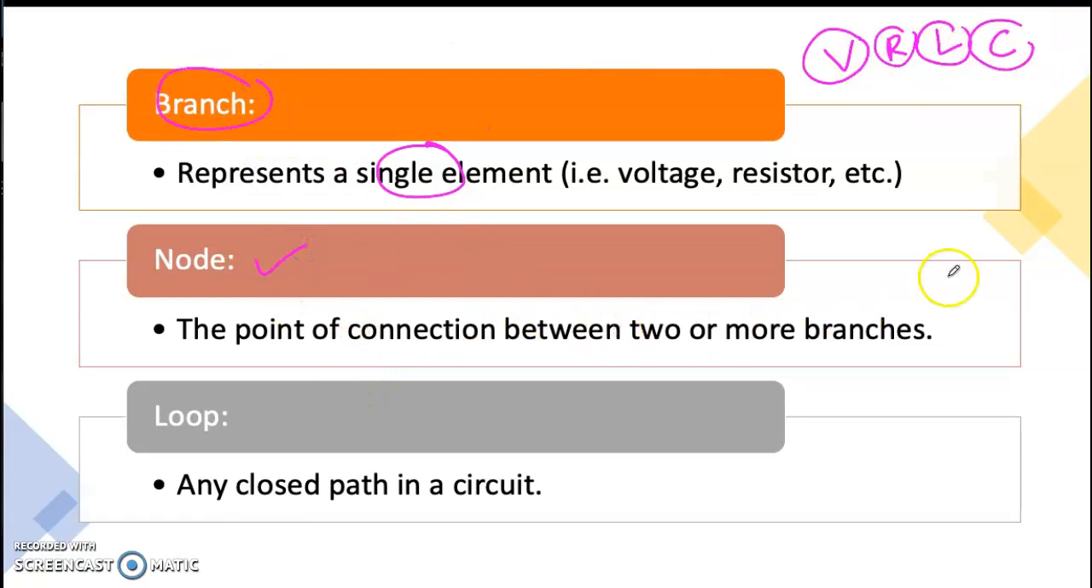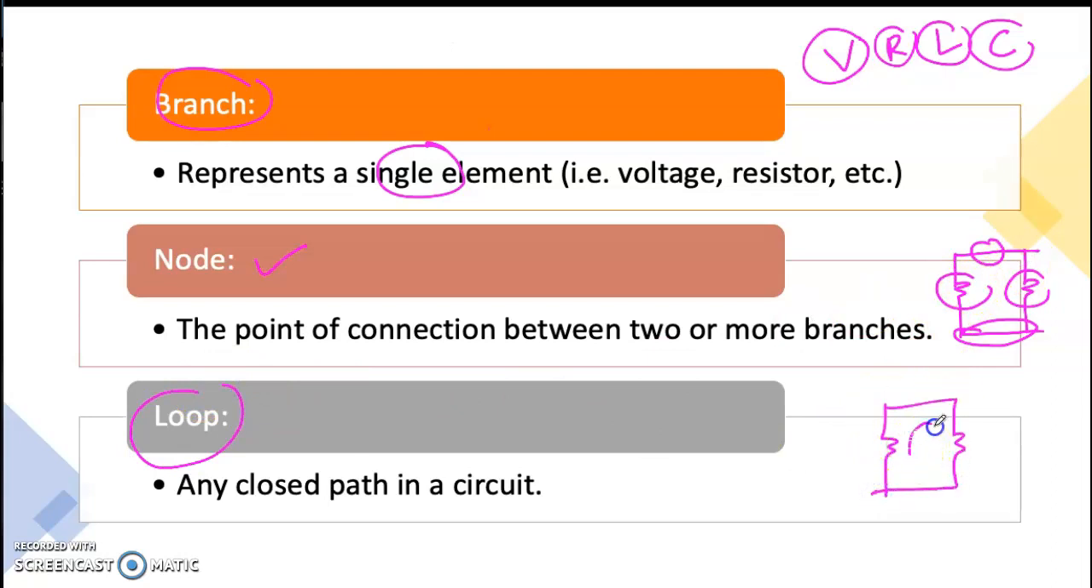Okay. The second one is the node. So what is node? So let's say you have two elements here, resistor, and it is connected. So this is one node and this is another node. The connection between two or more branch. Then the last one, what is loop? So let's say again you have the same circuit. This is what we call a closed path loop.